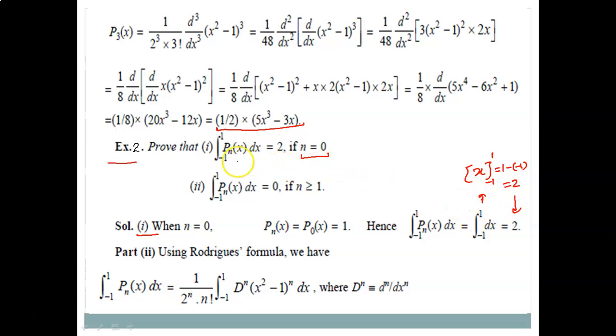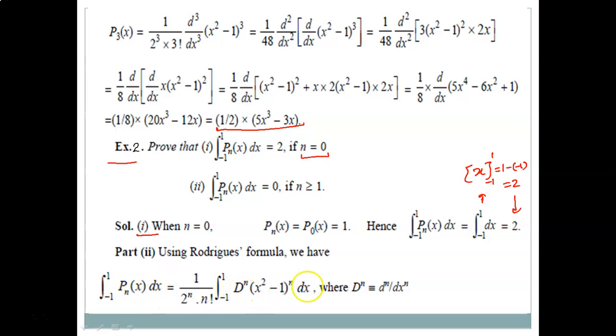So we have proved the first case. Now let us prove the second case. When you are taking n greater than or equal to 1, the integral from -1 to 1 of Pn(x) dx is equal to 1 by 2 raised to power n factorial, from the Rodrigues formula.